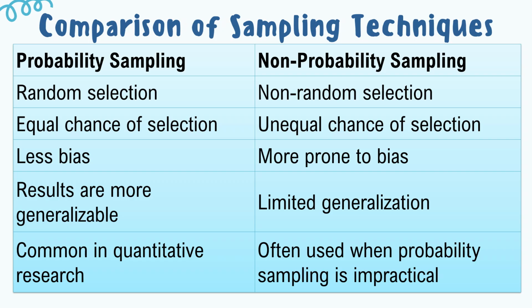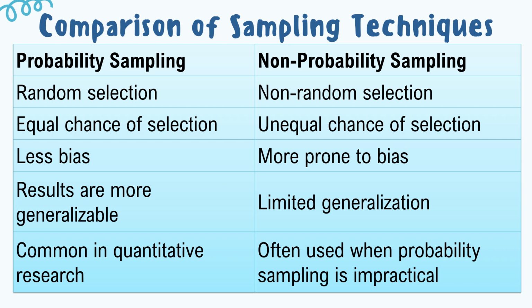Now let us put everything together. So this table compares probability and non-probability sampling. Okay, so probability sampling uses random selection. Members have an equal chance of selection. It is generally less prone to bias, and because the sample can be more representative, results are more generalizable. It is also commonly used in quantitative research.